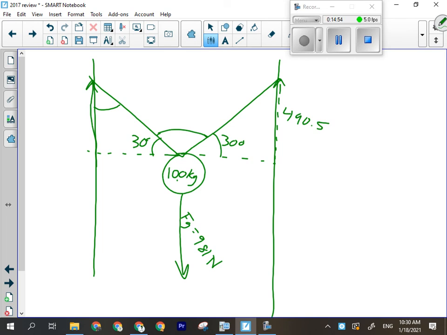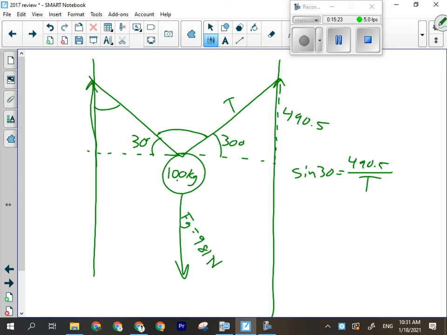Okay, so now I have the upward component of the tension that I'm supposed to find, this cable here. Now that I have that side and the angle, I can find the hypotenuse. I don't even need to find this side, it doesn't matter. Okay, so to find the tension, I'm going to use trig. The sine of 30 degrees is going to equal the opposite side, 490.5, over the hypotenuse, which is the tension I'm trying to find. Everybody follow my trigonometry there?